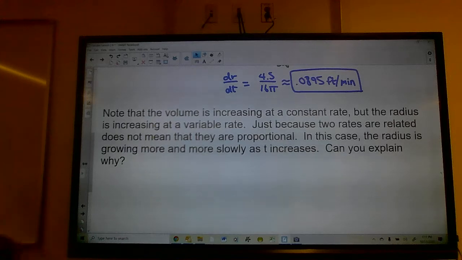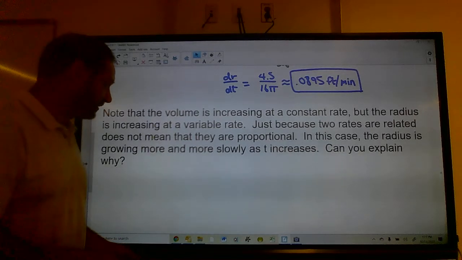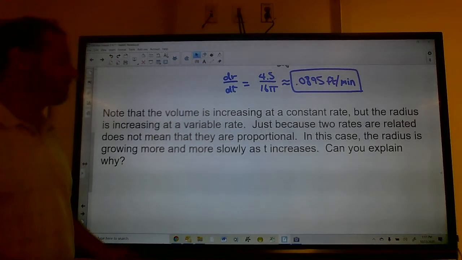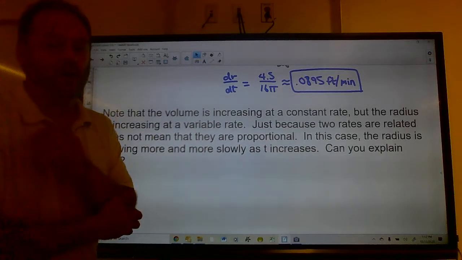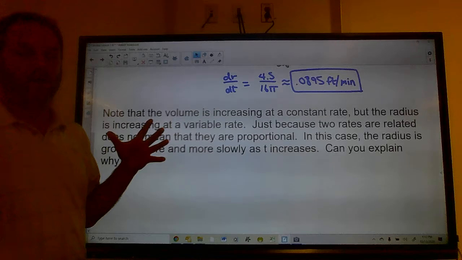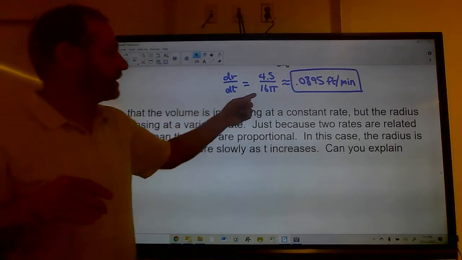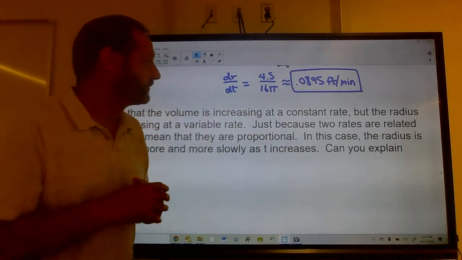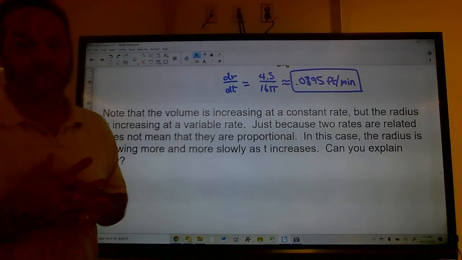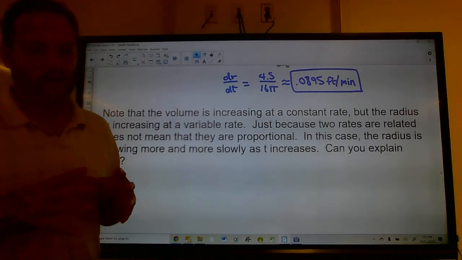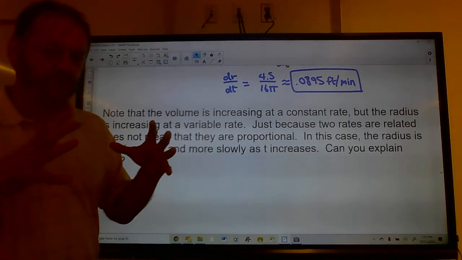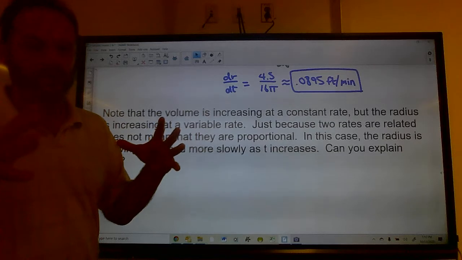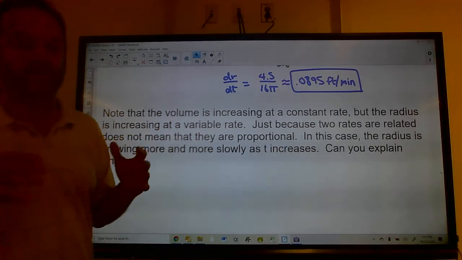The volume of this balloon is increasing at a constant rate. It's 4.5 cubic feet per minute. That's constant, okay? But the rate of change of the radius is not constant. So what's happening is, the radius of the balloon is growing at a smaller and smaller rate, while the volume rate is staying the same.